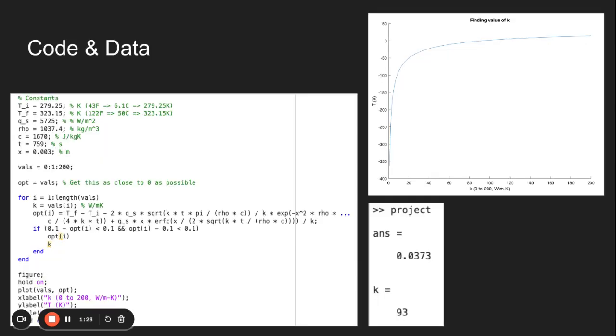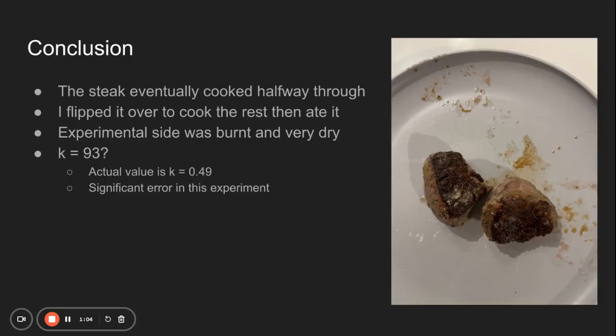So this is the MATLAB code I used. It's similar to some of the problems in Homework 7, iteratively finding K, using the final temperature and all of that. And there's a plot of the values of K on the right. The one closest to 0 is the one that I wanted, so I got K equals 93. This isn't that reasonable because the actual value is 0.49. I'll go into sources of error in a minute.